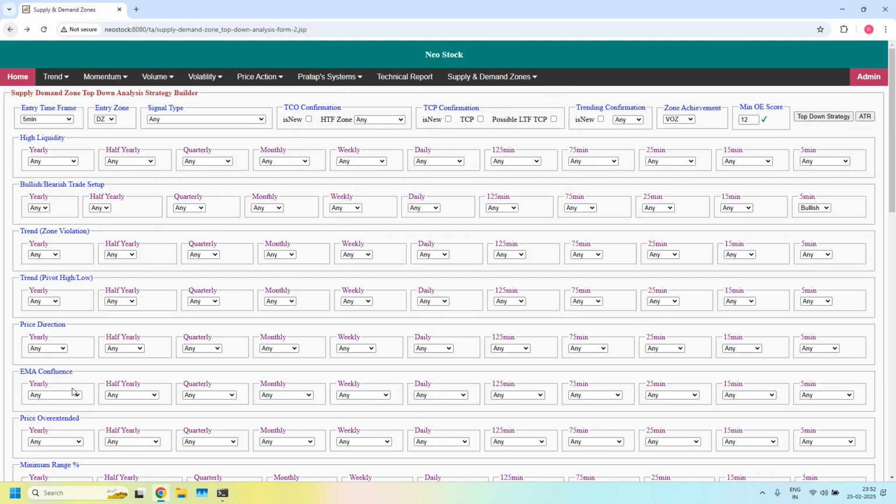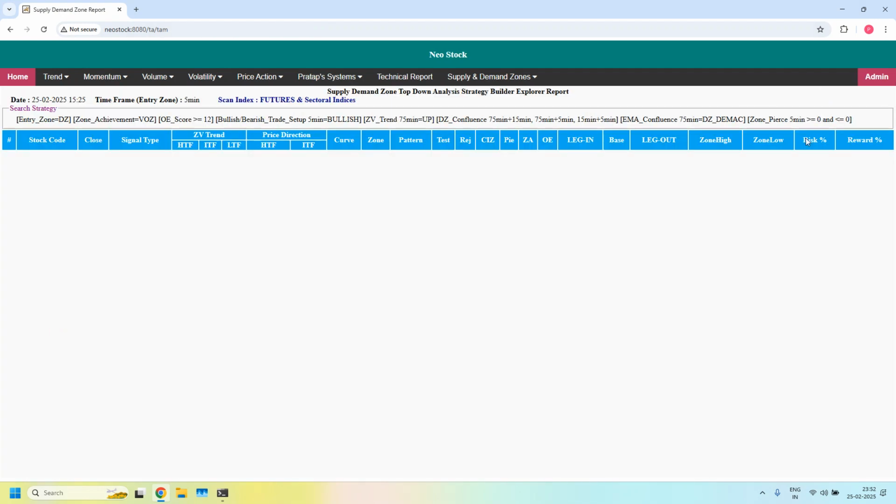Let's verify. In the EMA Confluence, 75 minutes demand zone having daily EMA Confluence or not, we are checking. At the same time, trend on the 75 minutes time frame should not be sideways. It should be uptrend because it is bullish trade setup. So none of those stocks are having daily EMA Confluence. Fine. This is bullish trade setup for hourly income trade.